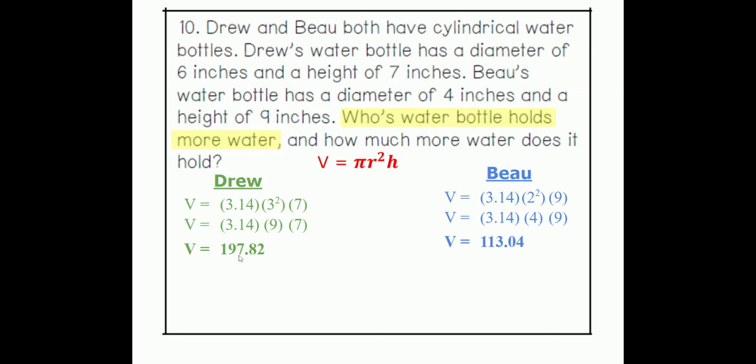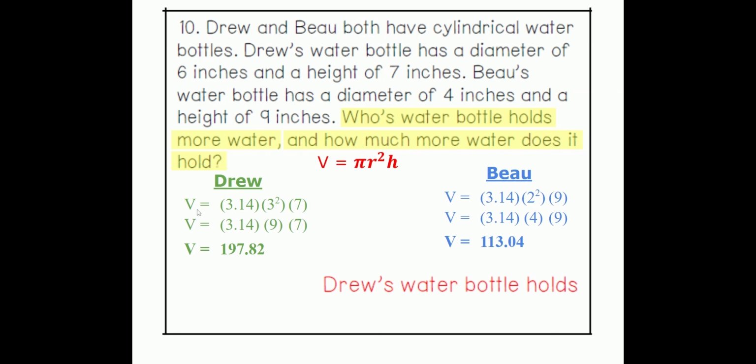So let's answer the question, whose water bottle holds more water? Drew's holds 197.82 and Bo's holds 113.04. So Drew has a water bottle with a larger volume or capacity. Let's look at the other question. And how much more water does it hold?